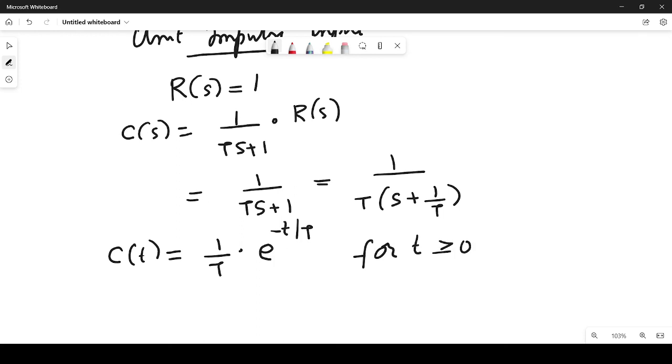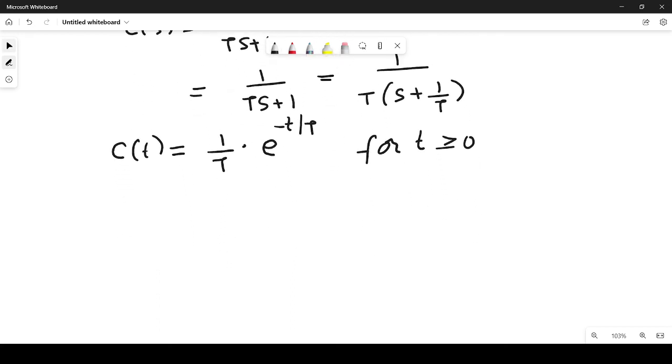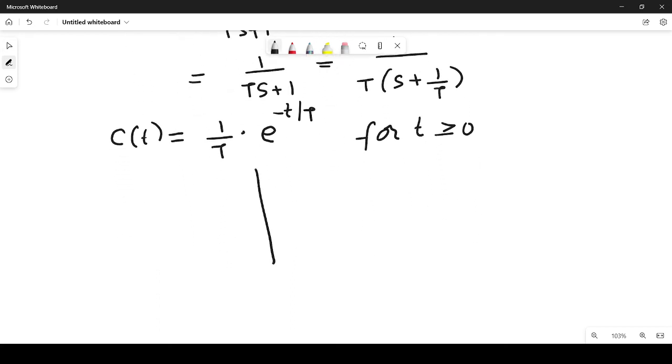Okay, so now this impulse response will be somewhat like this. You will be getting something like this. Here this is c of t, and this one is 1 by T, and here this is T. So this is the response for the impulse input.